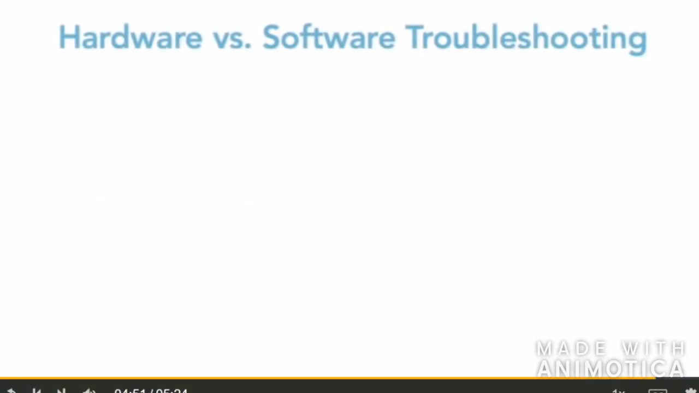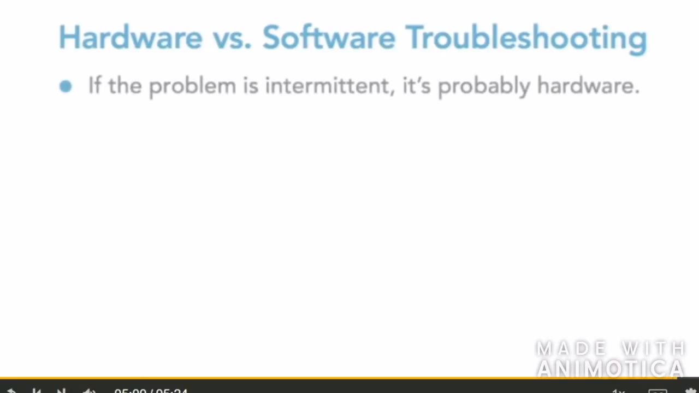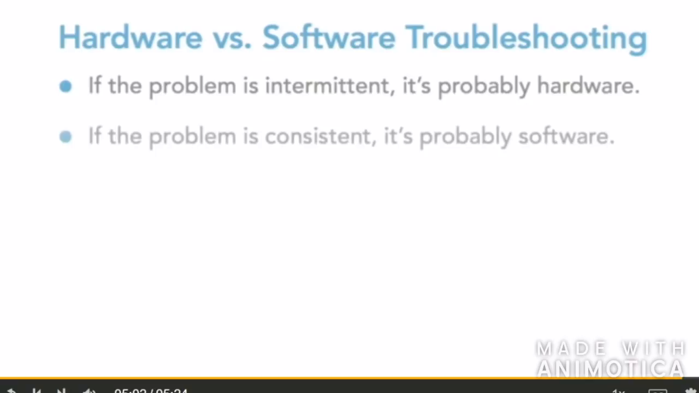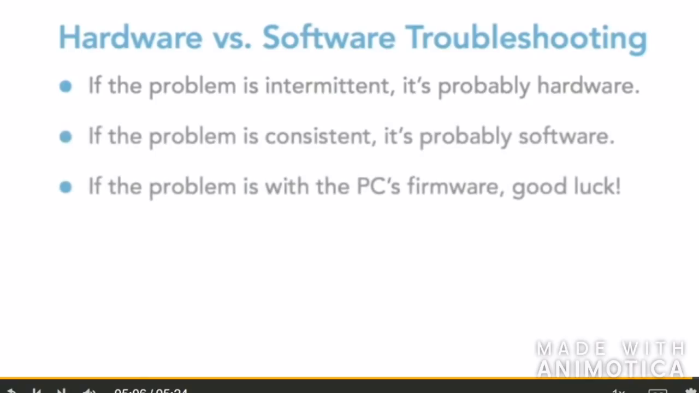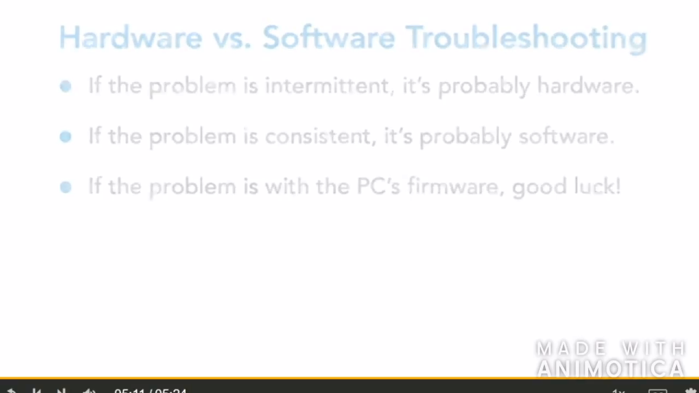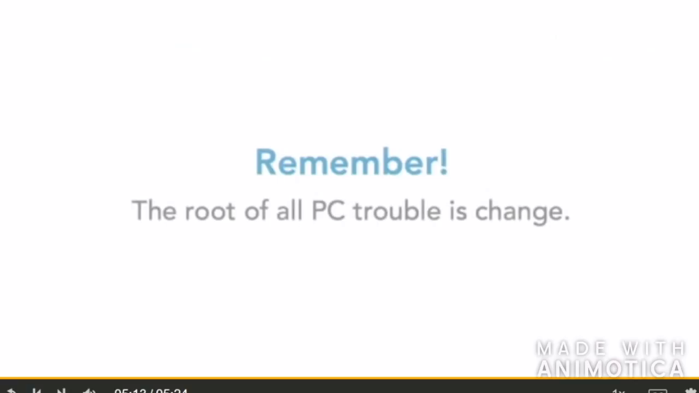PC dealers and repair places I've spoken with have three general rules when it comes to determining whether a problem is hardware or software. If the problem is inconsistent, it's hardware. If the problem is consistent, it's software. And if the problem is with the PC's firmware, which is the motherboard circuitry, then it will just drive you nuts. Above all, keep in mind that the root of all PC trouble is change. Whether you've changed hardware or software recently is your biggest clue to finding a hardware or software solution.